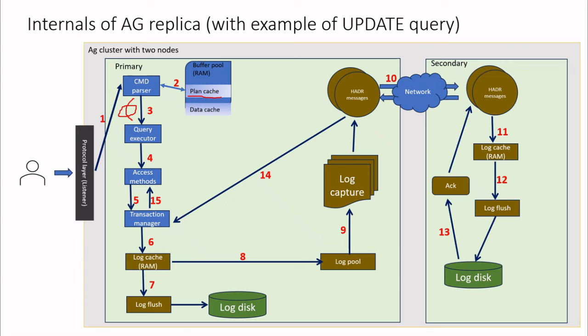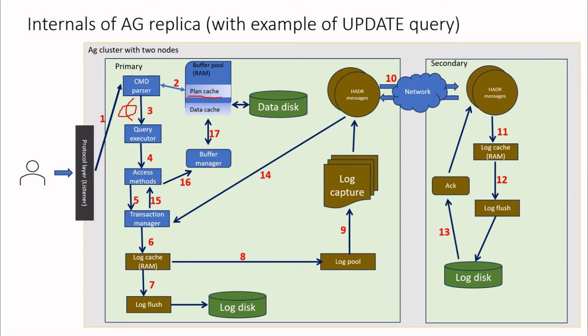Please pay attention, this is happening in milliseconds. Within milliseconds, this kind of process is happening for each query you run against the AG replica. After getting the log record confirmation, access methods first submits a related request message to the buffer manager.